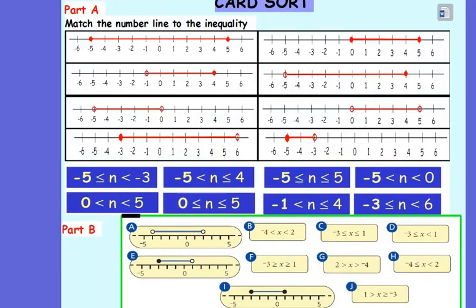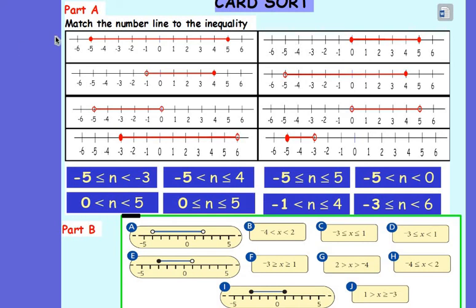And when we've done that, switch to your light blue books and have a go at these questions. For part A, I would like you to match the number line to the inequality. So each of those number lines matches to an inequality. Can you spot which one it is? And for part B, we've got some more number lines. Can you match those to the inequalities? Pause the video and have a go at these questions in your light blue books now, please.